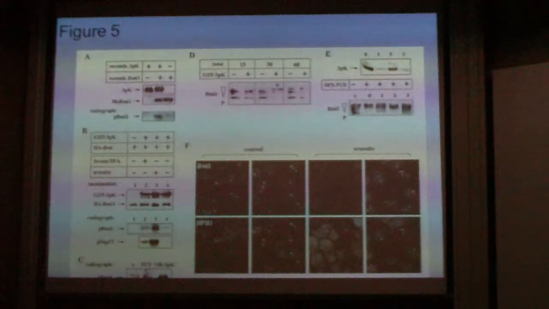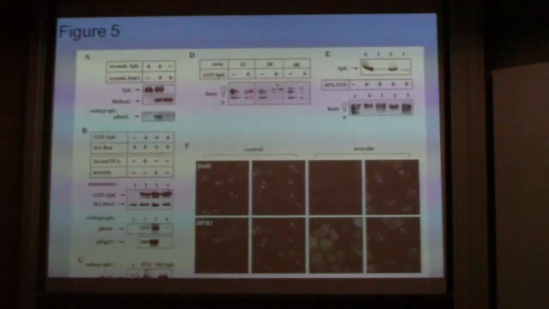How could I do this in cells? How would I do this in cells? I don't want to work with radioactivity in cells. Way too messy. I'm going to risk contaminating the whole lab, including myself, and I don't want that. So how would you do that? To prove that 3PK is the kinase for polycomb proteins. How would you do that?